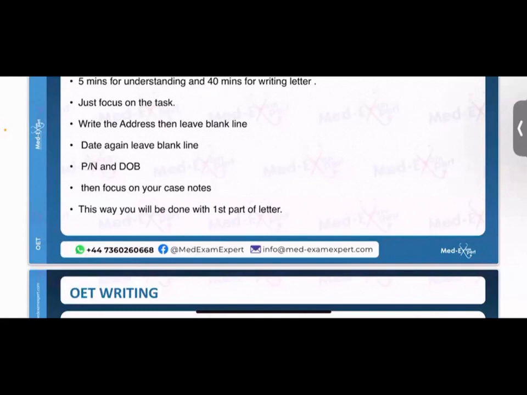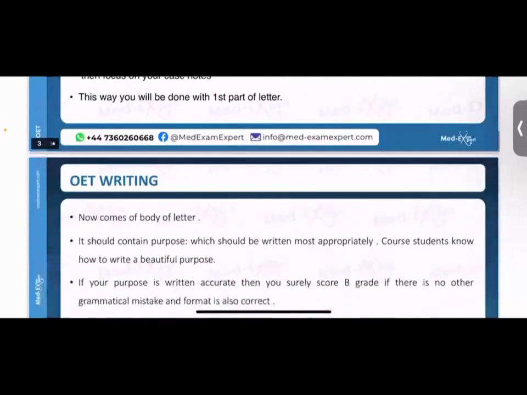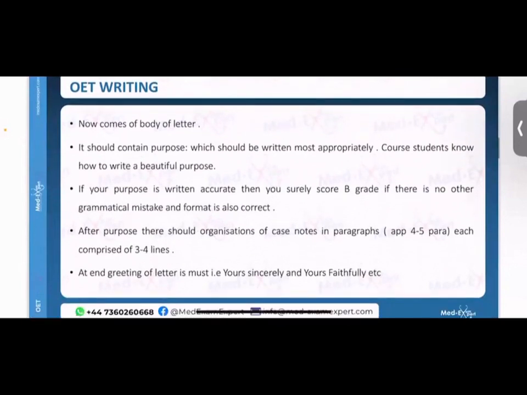So if you are going to follow this in the real exam for the address and salutation part, your first part is having the total out of total. So the thing is, you must be good in this part. After that, there comes the body of the letter, and this is the most significant part of OET letter writing.